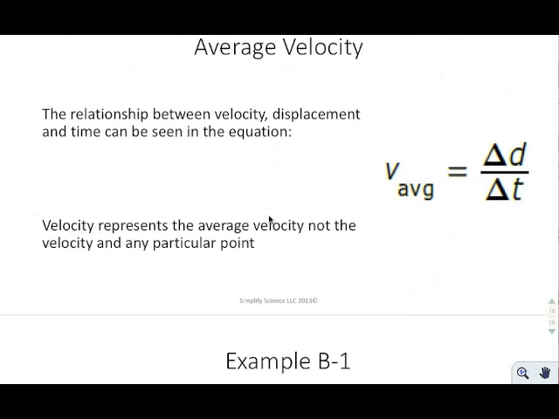Average velocity. So you get to our first formula. This first formula is V average equals displacement over time. It says the relationship between distance, displacement, and time can be seen here, and that velocity represents the average velocity, not the velocity of any one particular point. That's why you see this V average right here.